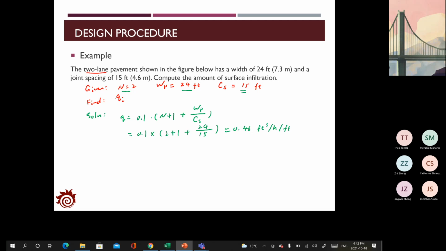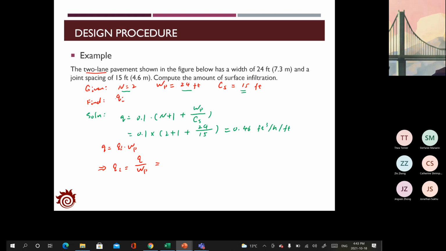And we also know that there's a relationship between the inflow rate and the infiltration rate. Here you have to know that the inflow rate and infiltration rate are different. So we know that Q, the inflow rate, equals Qi times WP. So Qi is the infiltration rate, which is the value we want to calculate. So finally, we can get the value of Qi as Q divided by WP.